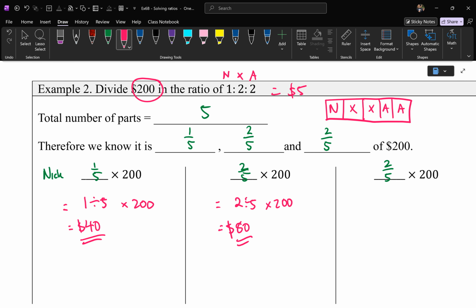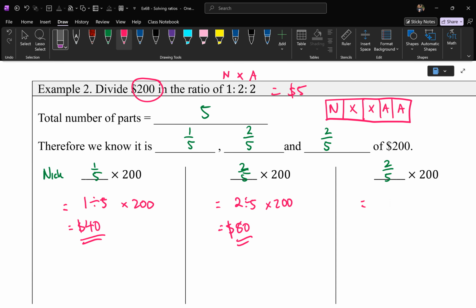And we know that Attila should also get the same amount. So Attila should get $80 as well. And together, does it add up to the $200 prize? 40 plus 80 plus 80. Yes, it does. 80 plus 80 is 160. 160 with the extra 40 does make sense. That is the application to using ratios.